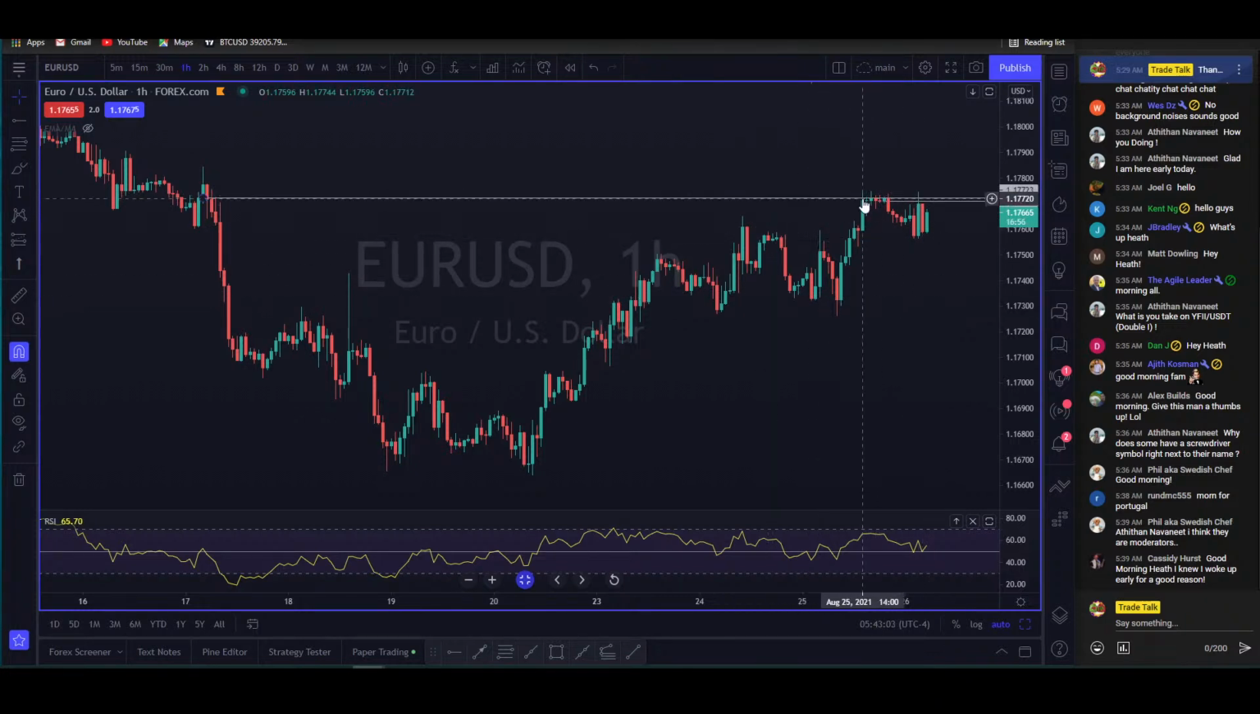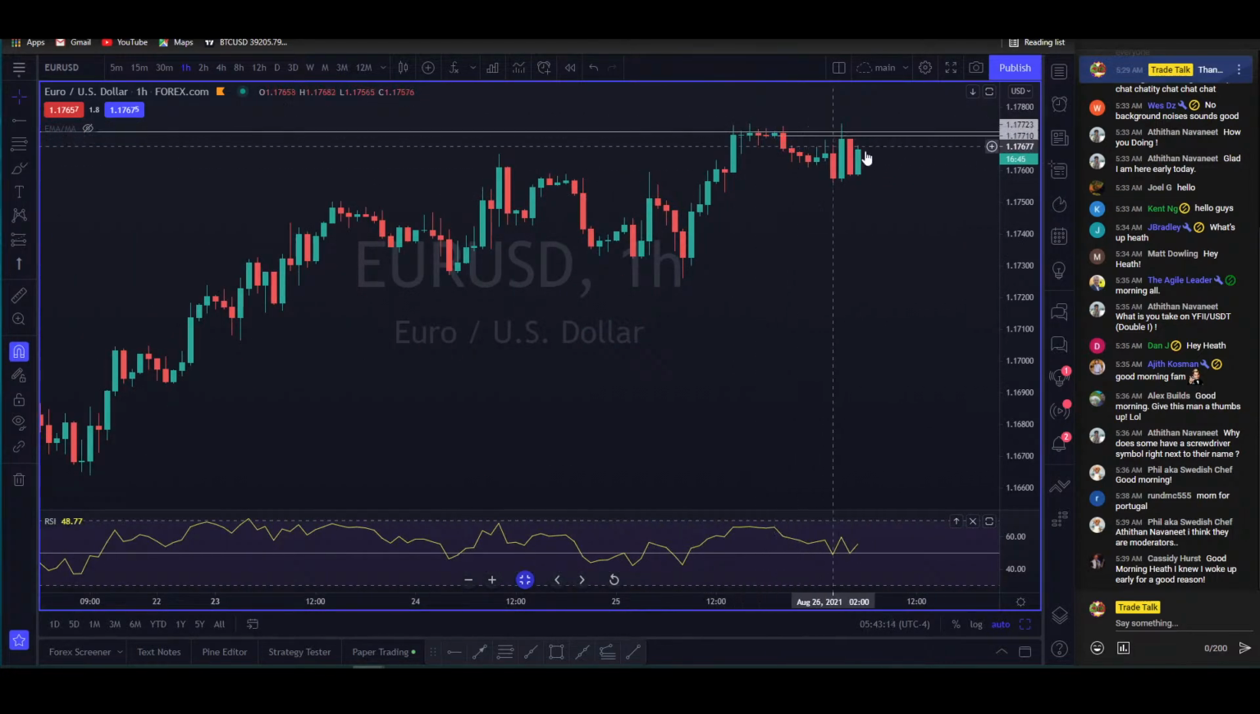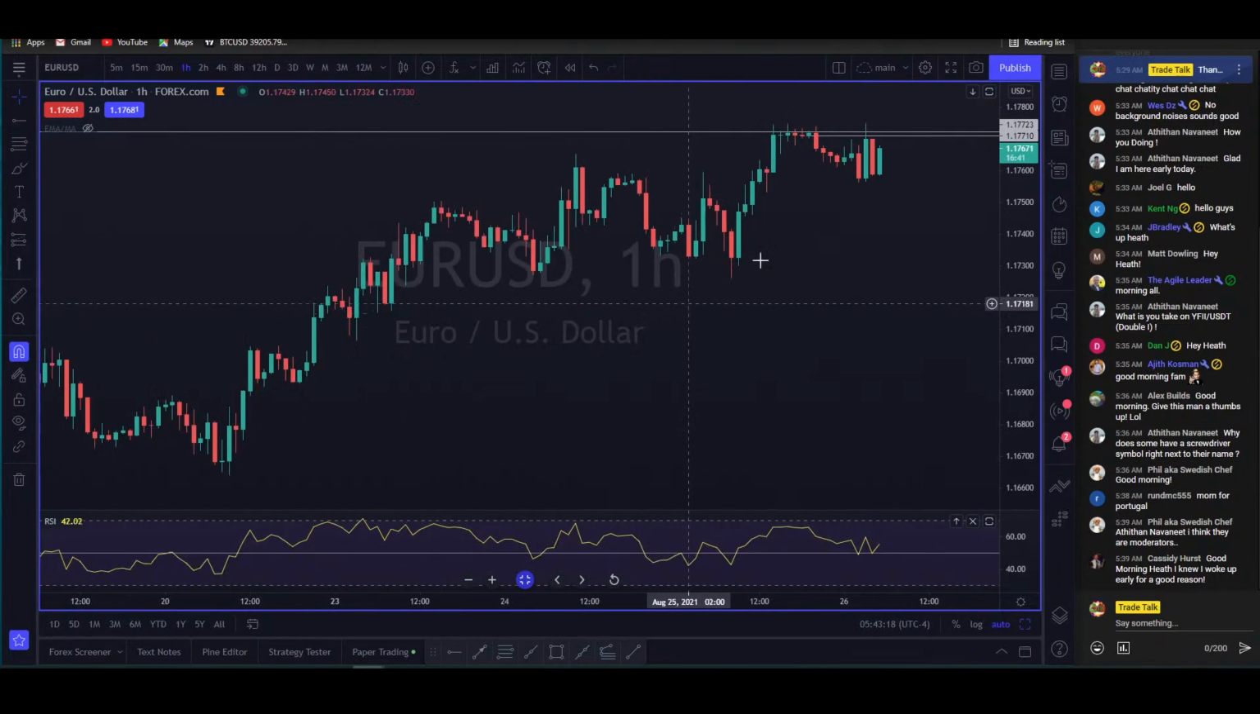The first time you traded back into it was at 2 o'clock on the 25th, so yesterday at 2 p.m. was the first time you had touched the level. And you can see here you do not have a closure above it. So that is your resistance level. An hourly close above that level is busted.